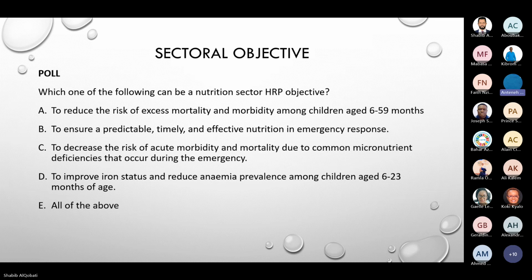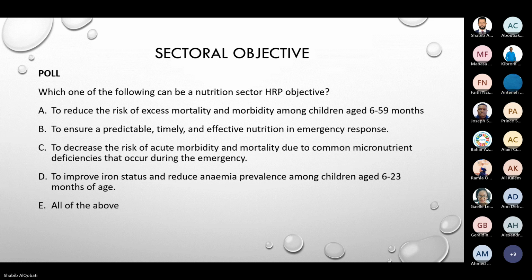Okay, I can see not everyone has responded, but for the sake of time, we have to move. So a majority of you have said reducing acute morbidity and also the risk of excess mortality as a response. As we will be seeing in the next slide, all of this can be used as an HRP objective depending on the case. And some of you may be asking, okay, why is micronutrient deficiency status, for example anemia, mentioned here? It could be the case.